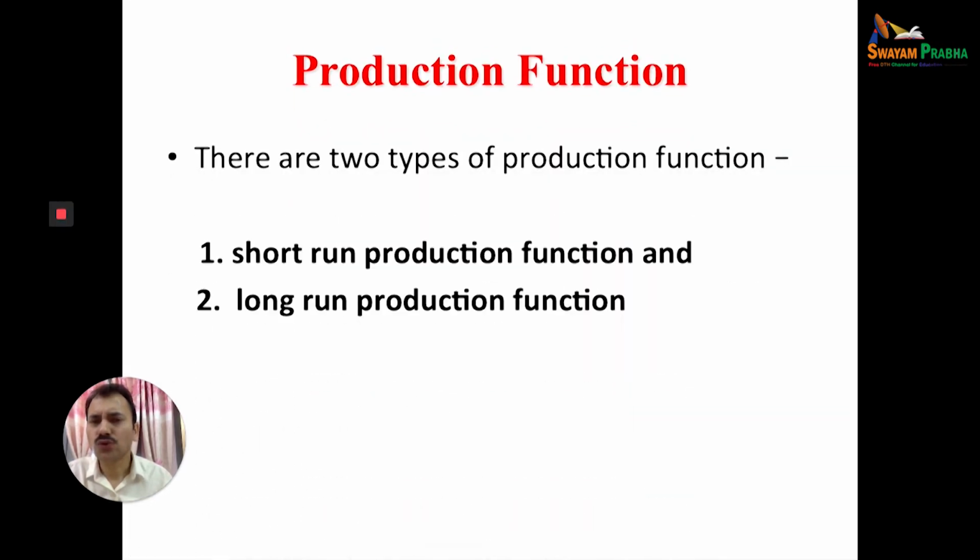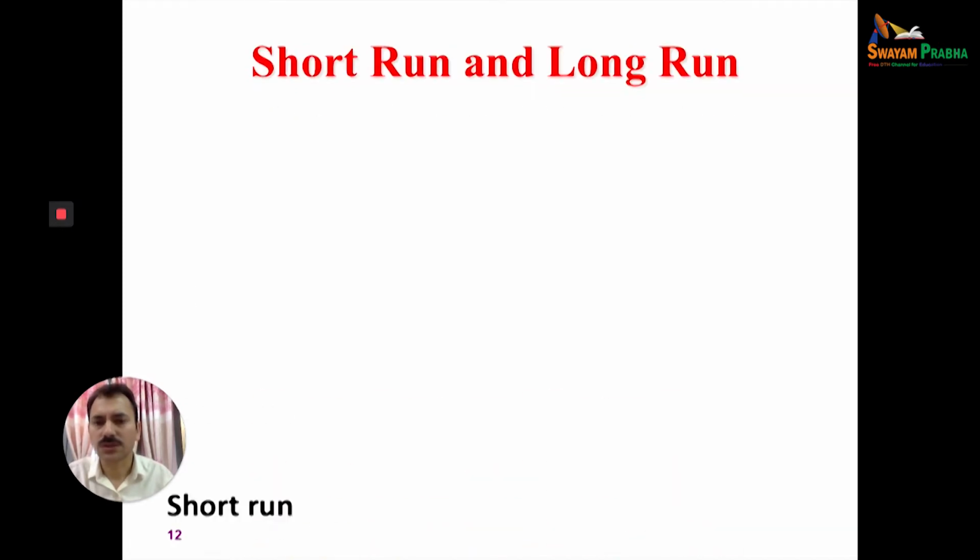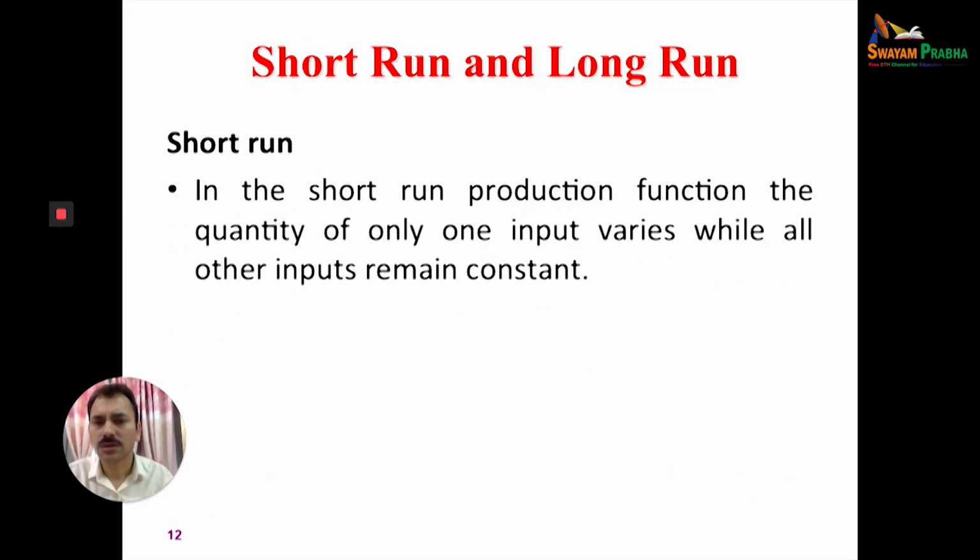There are two important production functions: the short-run production function and the long-run production function. Short run means when the quantity of one input varies while other inputs remain constant. Short run is a time period when some factor of production will be variable. At least labor will be variable, while other factors remain constant.